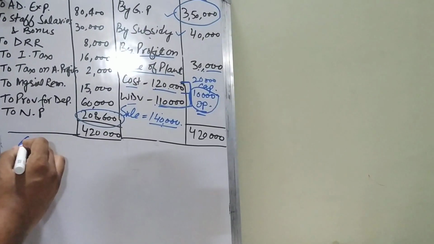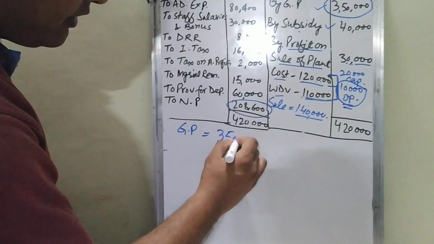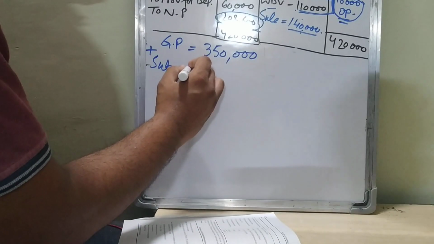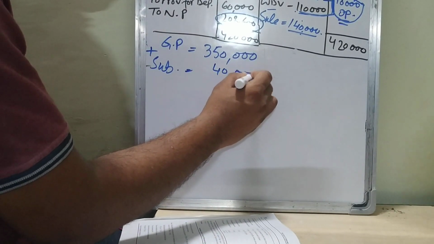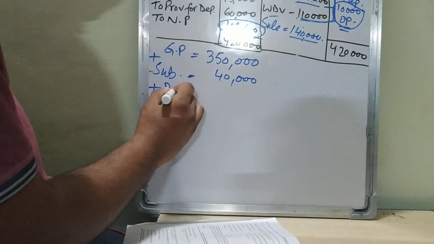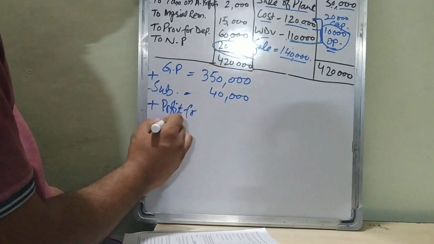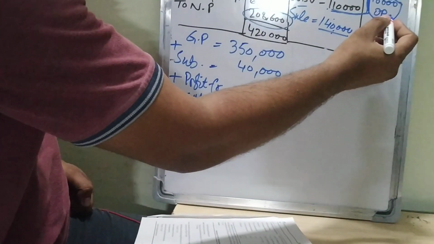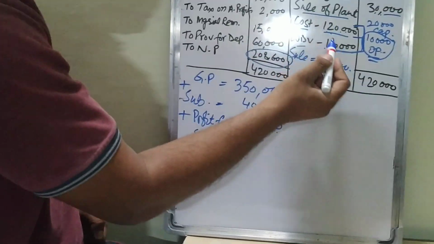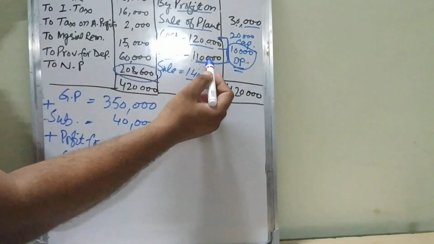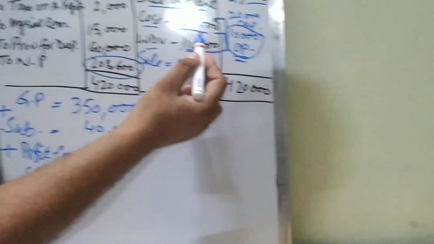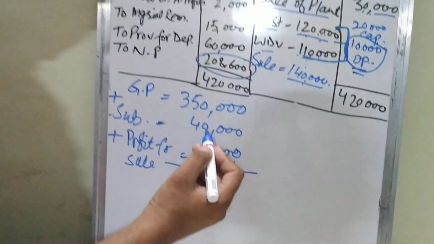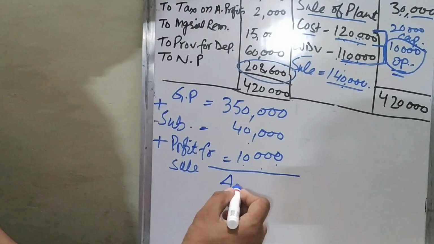So if I am going to calculate, I will say GP is equal to 3,50,000 plus subsidy, that is 40,000, plus profit from sale of plant. That is how much? 10,000. How did we calculate 10,000? I think we have understood. Again, the difference between the two is 10,000. So I picked only 10,000 because this is the depreciation which has been taken into the profits earlier. This 20,000 will be the capital profit. So the total profit for the calculation is 3 plus 50 plus 40 plus 10. That is 4 lakh.